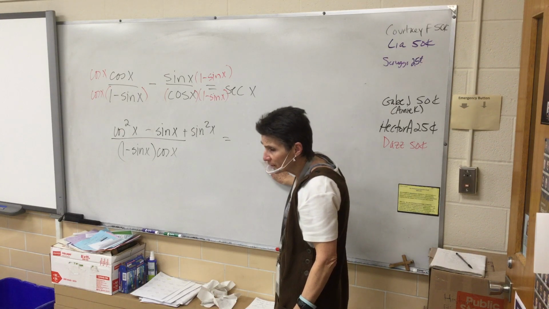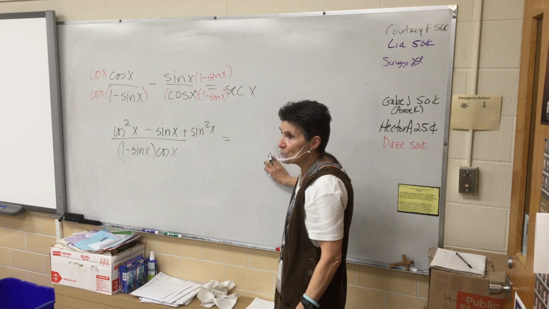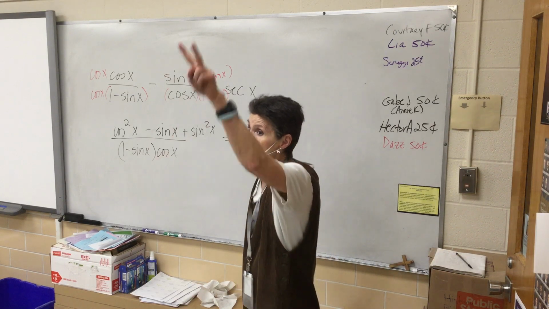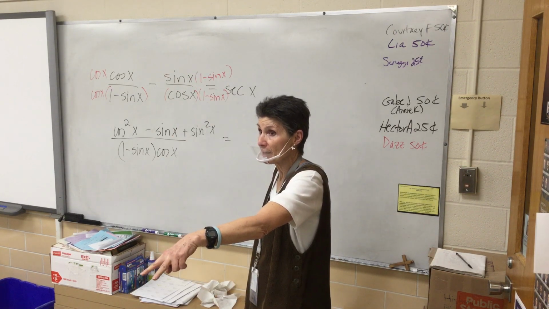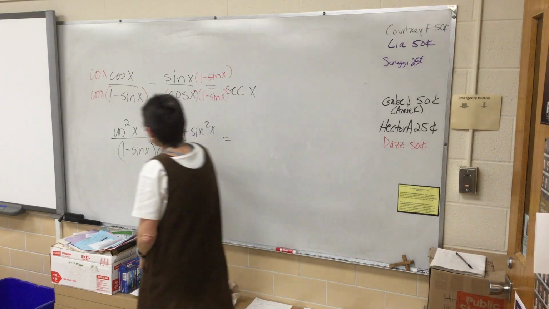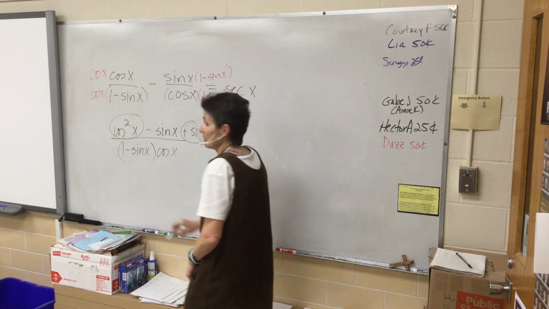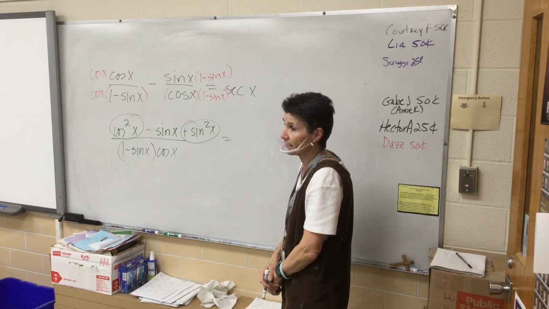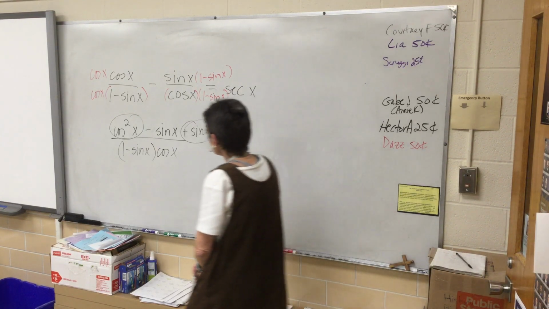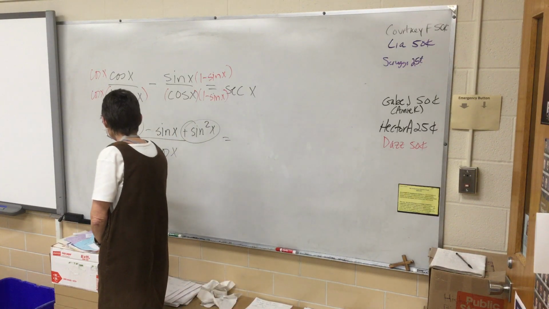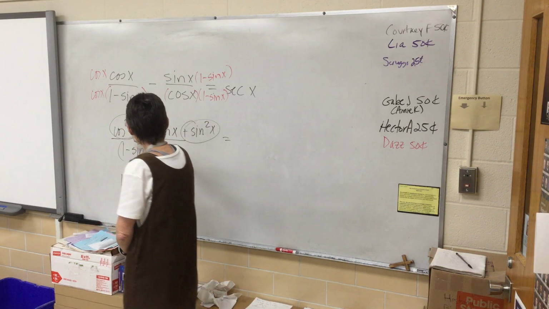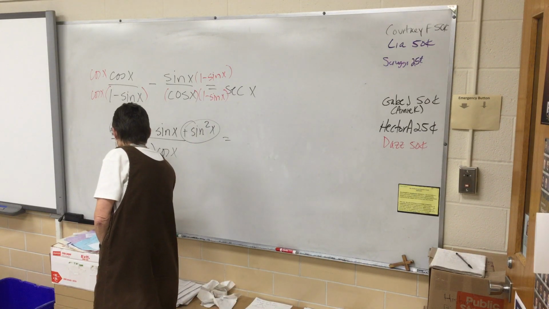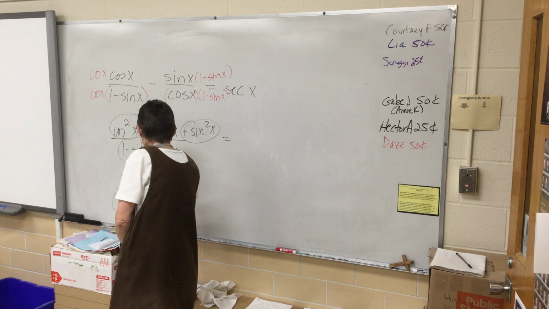Now take a good close look at it. You have memorized or will have memorized the first 8 on that colored piece of paper. And this is on there. What's cosine squared plus sine squared? 1. So your numerator is 1 minus sine. 1 minus sine. Your denominator is still 1 minus sine times cosine.